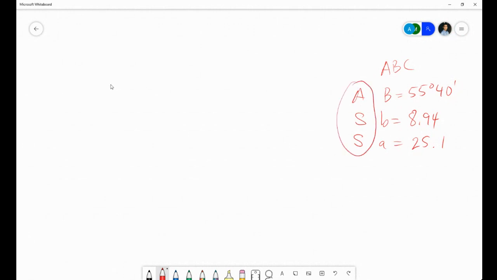Okay, so let's try to sketch it. So anytime you are sketching this, I want you to sketch it like this. Okay, sketch it like this. The angle will always go here. So whatever angle it is, this time it is B. Doesn't matter if we call this one B, C, or A, whatever. The angle always goes in this corner, bottom left corner. So this is going to be B. Let's label it 55 and 40 minutes.